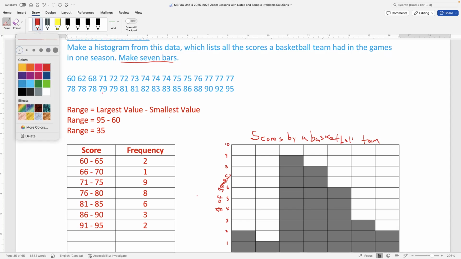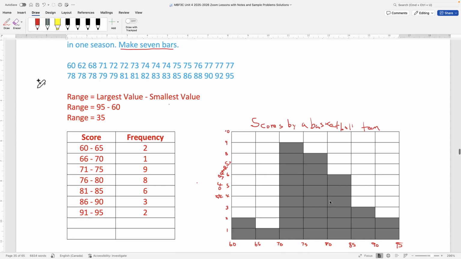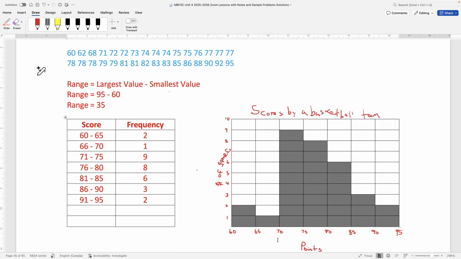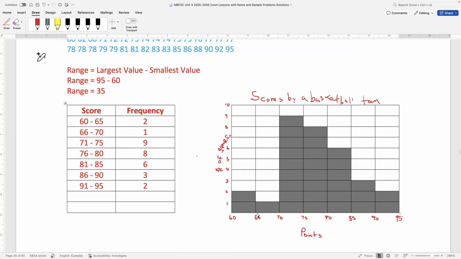So that's a histogram. And again, the bars are touching, continuous data. So 60 to 65, 65 to 70, and so on. Actually, 60 to 65, 66 to 70, and so on.